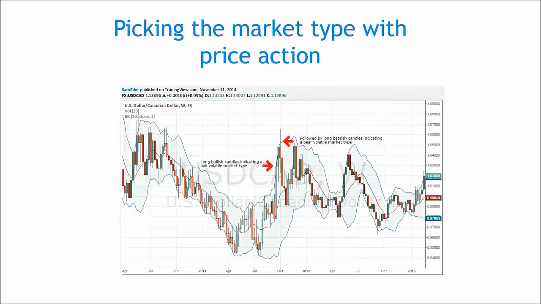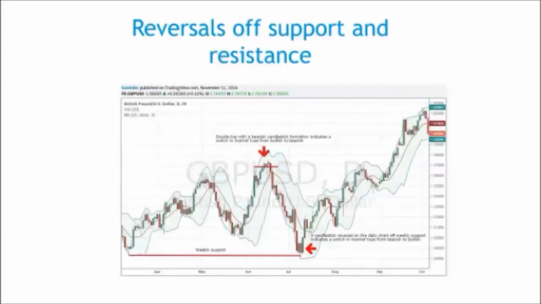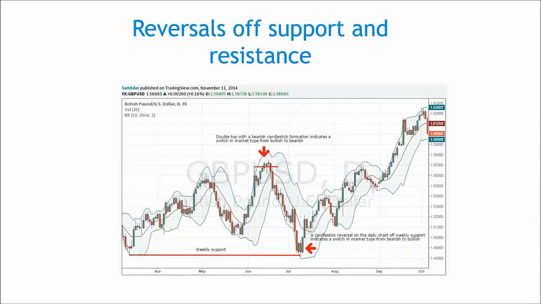The switch from bullish to bearish market type and vice versa can be quite rapid. Price action can be used to identify this switch, as the market type will often change direction when it hits a significant support or resistance level. You can look for candlestick reversals of support and resistance levels or double tops and bottoms for a sign that the market type might be changing direction.